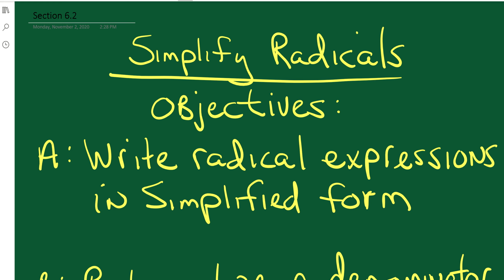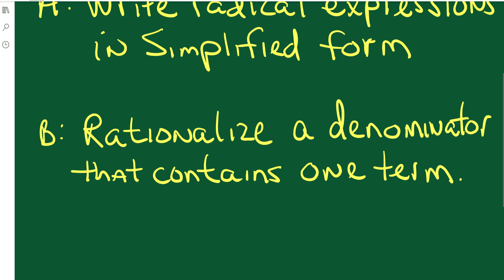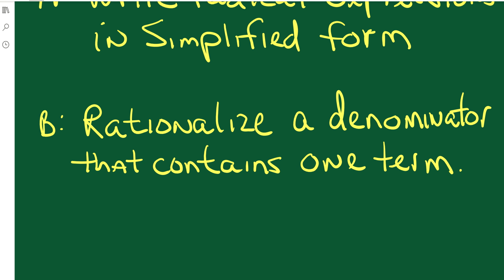Hello everyone. Today is November 2nd and we are getting ready to lecture over section 6.2, which is about simplifying these radicals. Our objectives are A, to write radical expressions in simplified form, and B, to rationalize a denominator that contains one term. All right, so that's our goal today.